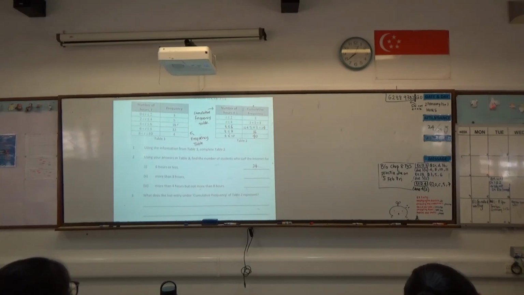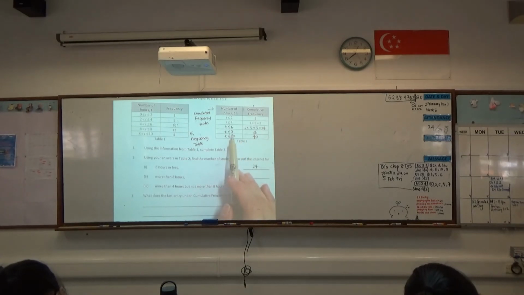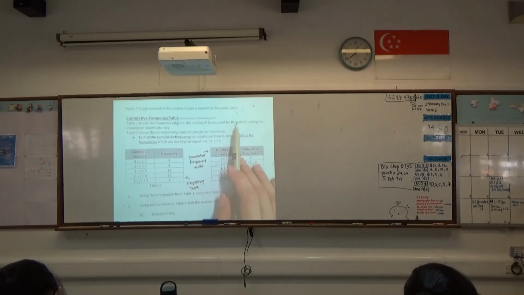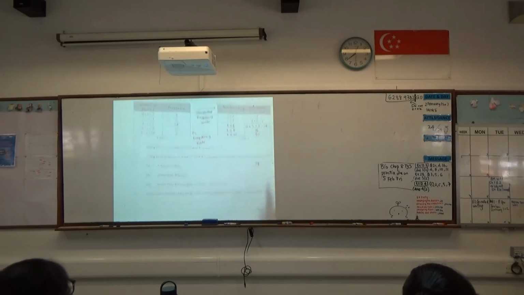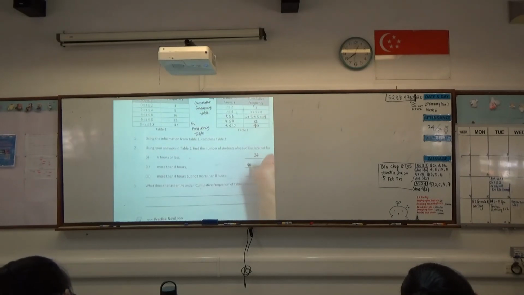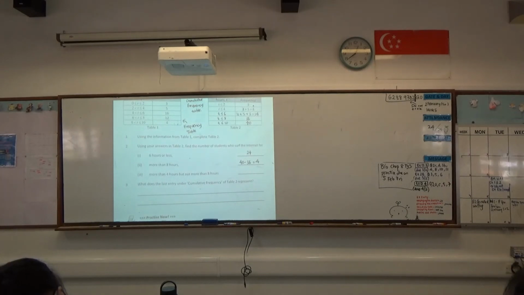Now what if I want more than 8 hours? In this case we can't get the more than directly by reading. We acknowledge that there are 36 students that spend less than or equals to 8, but there is a total of 40 students as given in the question. So I need to consider 40 minus 36. That will be equals to 4. So there are 4 students that spend more than 8 hours.